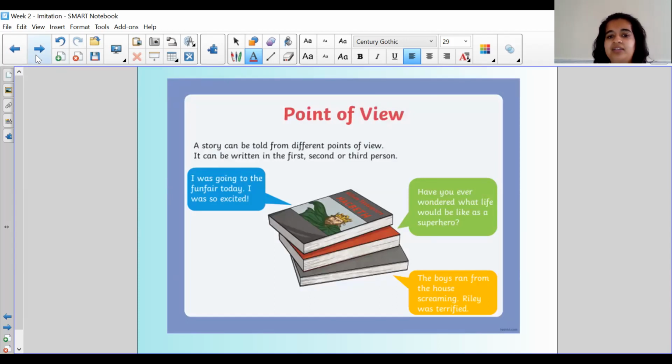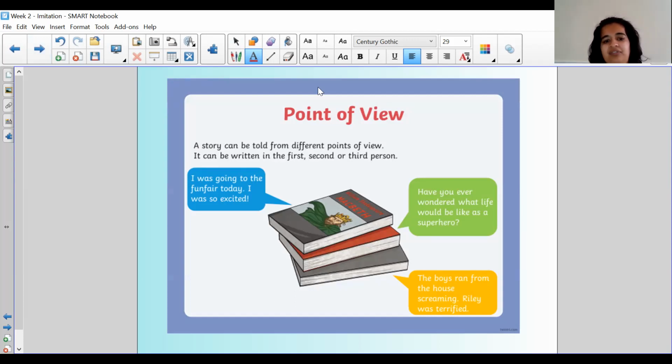Okay, now let's start with point of view. Okay, what do I mean by point of view? Well, stories and recounts and any type of writing can be told from different viewpoints. Okay, I see things differently to you. You view things differently to your parents, who view things differently to their friends. Okay, everyone sees things differently. So your point of view is how you view things. Okay, and everyone has a different point of view.